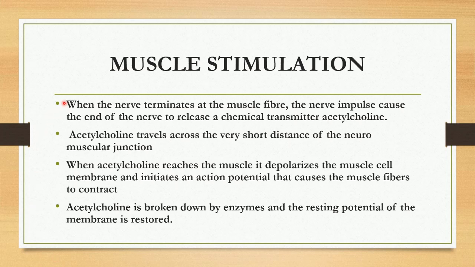When the nerve terminates at the muscle fiber, the nerve impulse causes the end of the nerve to release a chemical transmitter, acetylcholine. Acetylcholine travels across the very short distance of the neuromuscular junction. When acetylcholine reaches the muscle, it depolarizes the muscle cell membrane and initiates an action potential that causes the muscle fibers to contract. Acetylcholine is broken down by enzymes and the resting potential of the membrane is restored.